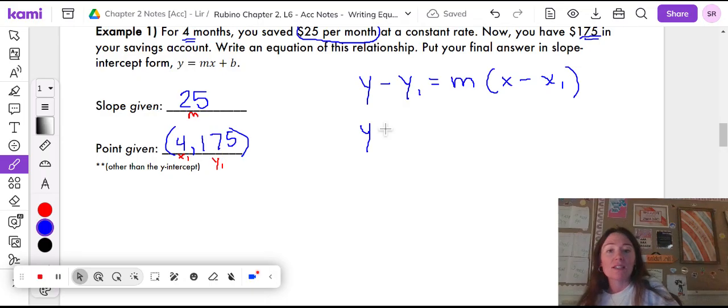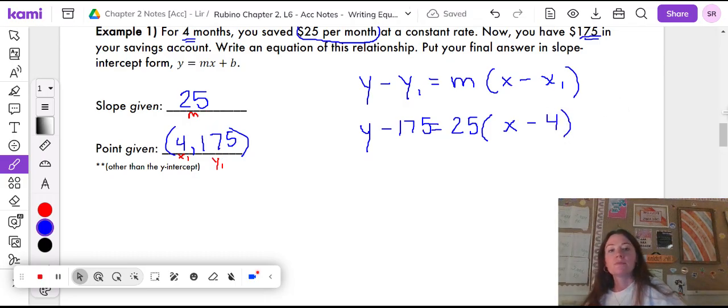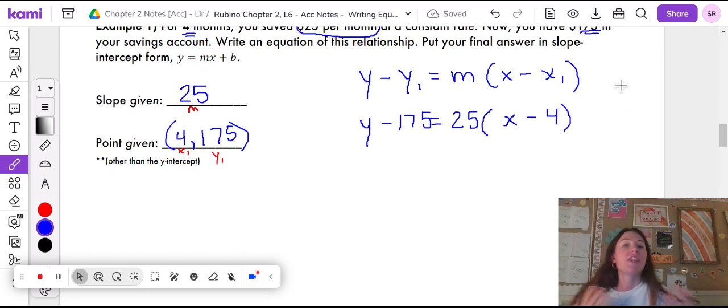I replace y sub 1 with 175 equals m, which is 25, times x minus, and I replace x sub 1 with 4. This is my equation in point slope form. That's it. You're just plugging the right numbers into the right place.